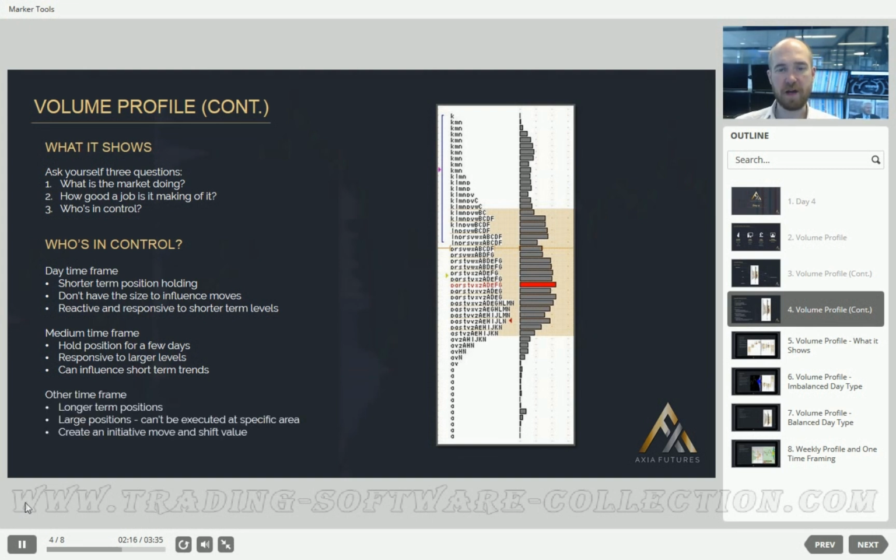Other time frame players are the more institutionalized base participants, so they're going to be taking on larger positions. These are positions that can't be executed just at one price. It's something that the day time frame and the medium time frame to a degree can do. So the other time frame participants have actually got to drive the market. When you see a sustained move and then value shifting, this is usually an indication that you've got other time frame participants in the market.